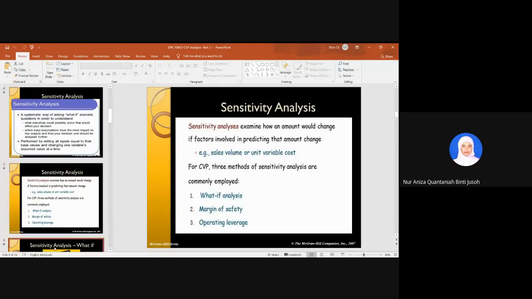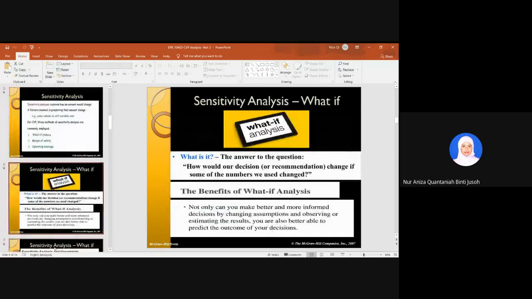So we're going to look into the what if analysis. Here we want to see if there is any change in either one of the costs, whether it's fixed cost or variable cost, or even the sales price, what will be the impact on cost, and also the impact on volume and on the profit.